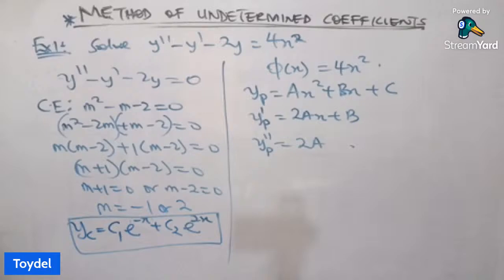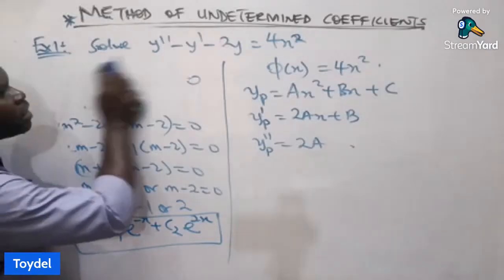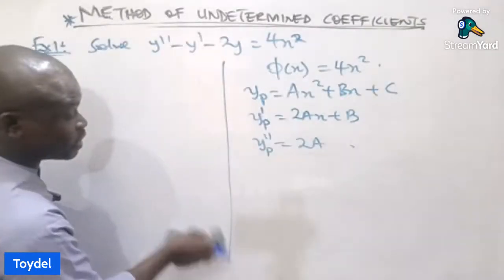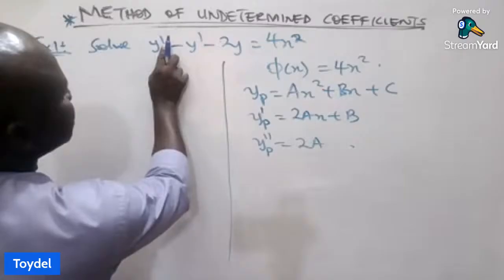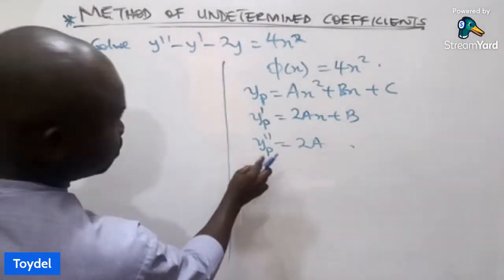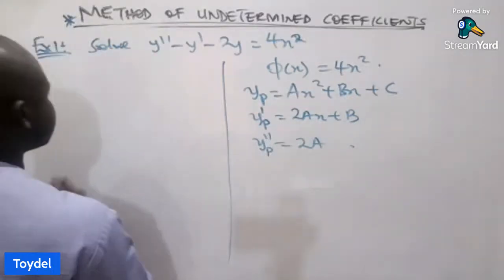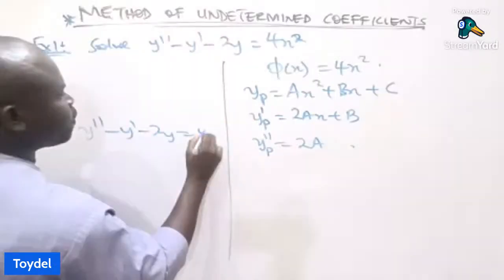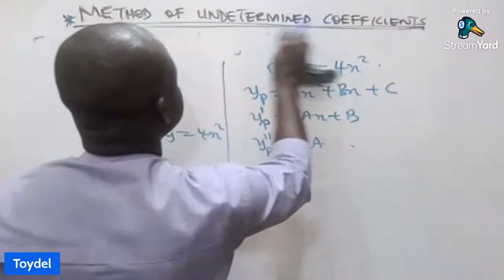Now we have gotten the particular solution. So let's take note. We have gotten the complementary solution. How do we get the particular solution? We find y_p' and y_p''. Now we want to substitute this into the equation. Of course, what do we have there? y'' - y' - 2y is equal to 4x squared. So I want to clean it so that I'll be able to substitute correctly.